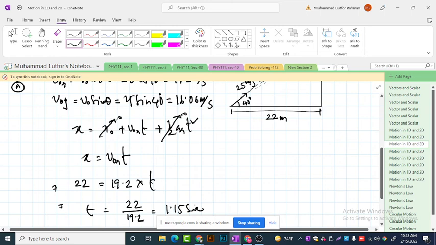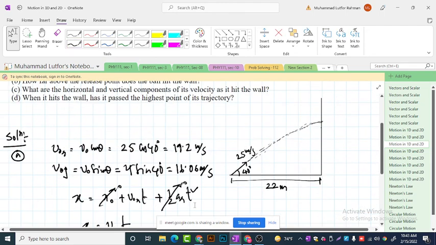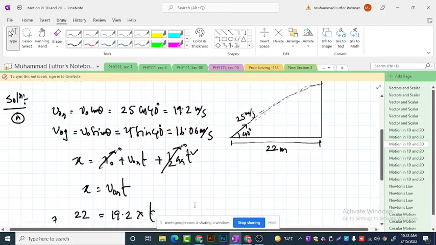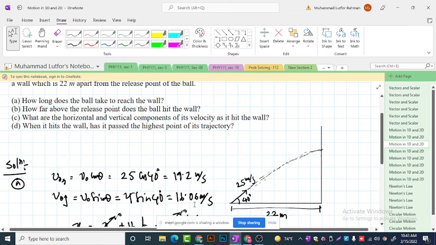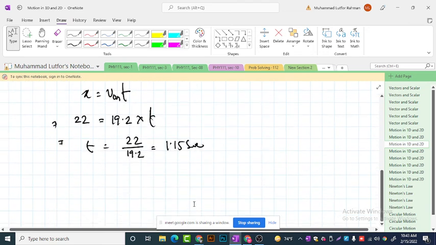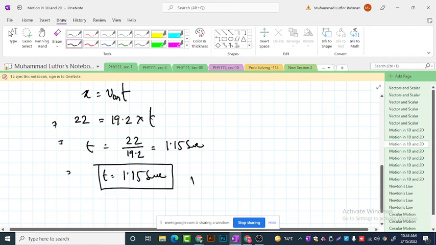So that means 1.15 seconds after throwing, it will strike the wall. That is the answer to the first question: how long does the ball take to reach the wall? My t is 1.15 seconds.